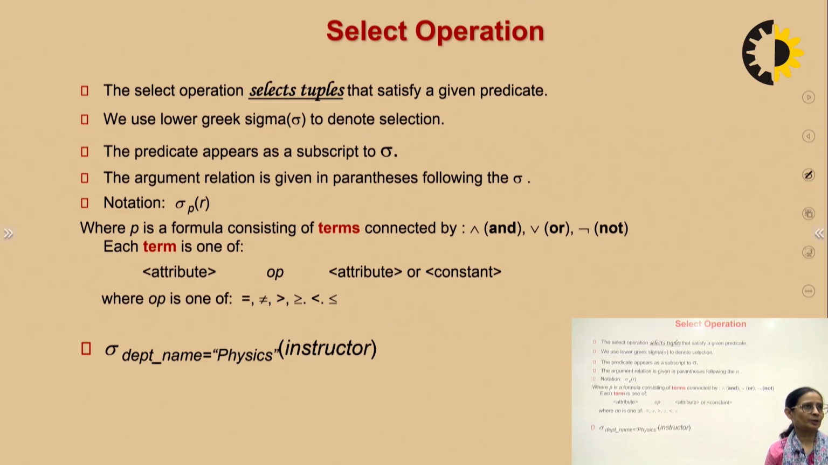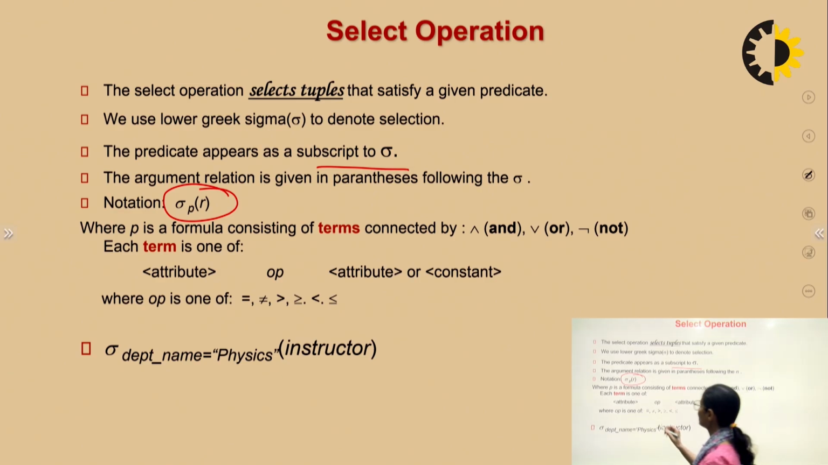The select operation selects tuples that satisfy a given predicate. We use the Greek letter sigma to denote the selection. The predicate appears in the subscript. Now what does it mean? Let's first see the syntax. This is the notation or the syntax. Here I am defining the predicate, and this is the relation on which I am using the select operation.